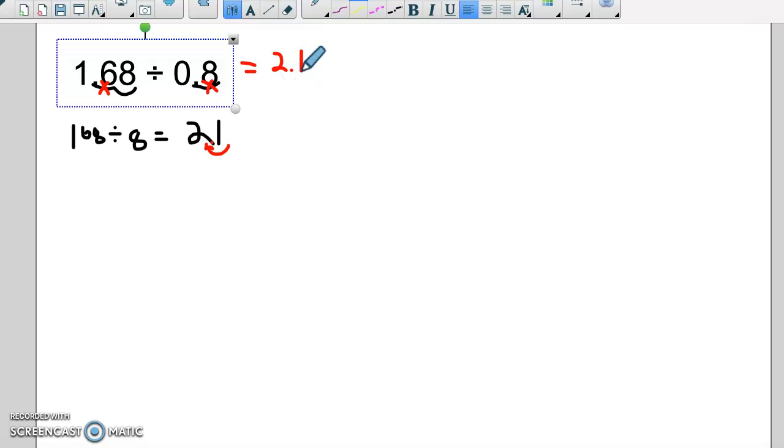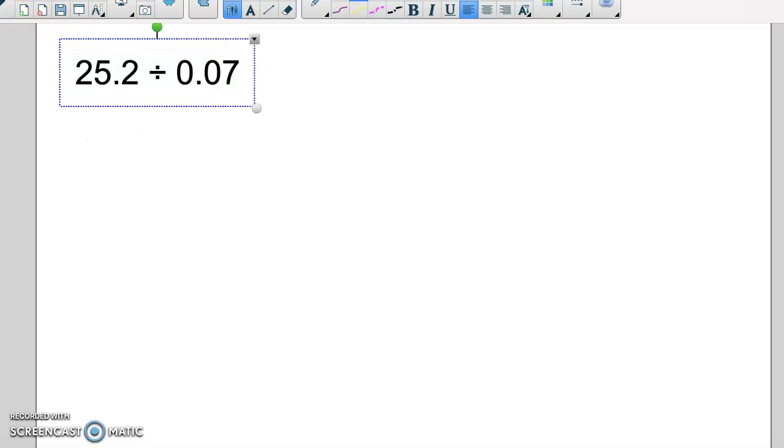Right? If you need to rewatch that, listen to the explanation again. Okay? Similarly, for this problem, 225 and 2/10 divided by 0 and 7/100. Go ahead, pause it, try this one out on your own, okay? And then when you've answered it and you think you've got an answer after moving your decimals, then hit play and let's see how it goes.